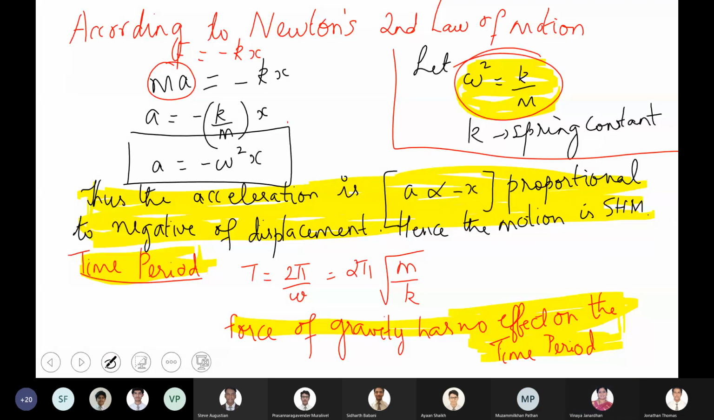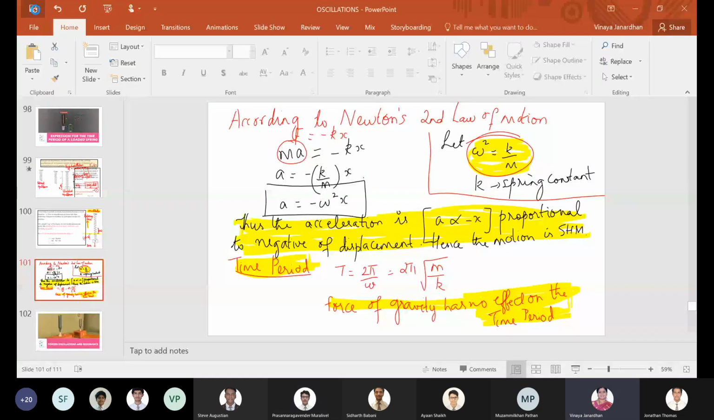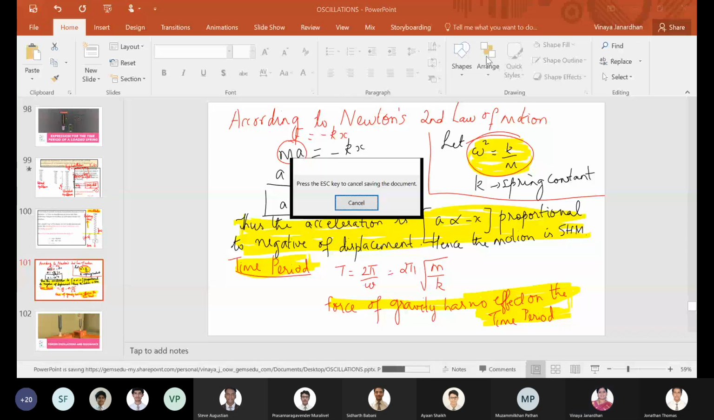Fine. So all the theoretical part of this chapter is over. You only need to know the qualitative idea of what we call forced oscillation, damped oscillation, and resonance. That is the only basic knowledge you need. Clear, boys? So what I would suggest is that today evening you learn displacement, velocity, and acceleration.